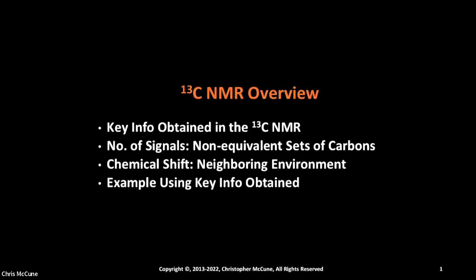In this video, we'll cover the basics of carbon-13 NMR, just go over an overview of how carbon-13 NMR could be useful when thinking about structural elucidation. I'll go over the key information that one gets in a typical carbon-13 NMR for proton decoupled spectra. We'll look at the number of signals, which will then equate to the number of non-equivalent sets of carbons in a structure. And then I'll go over some of the chemical shift aspects, which give information about the neighboring environment around that carbon of interest.